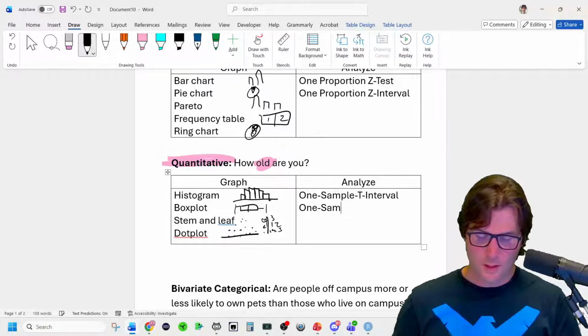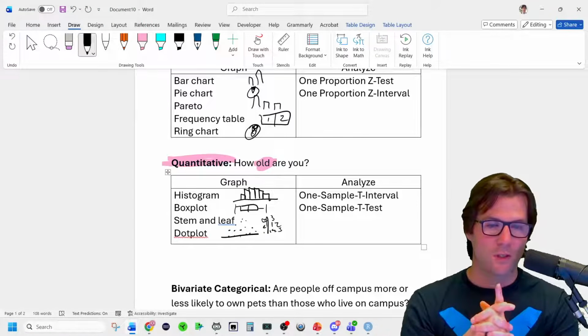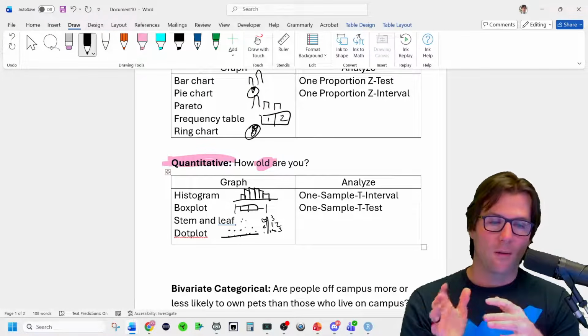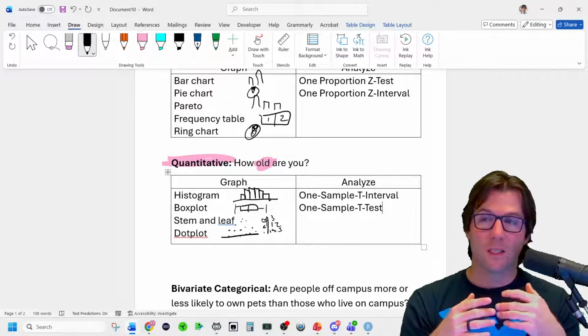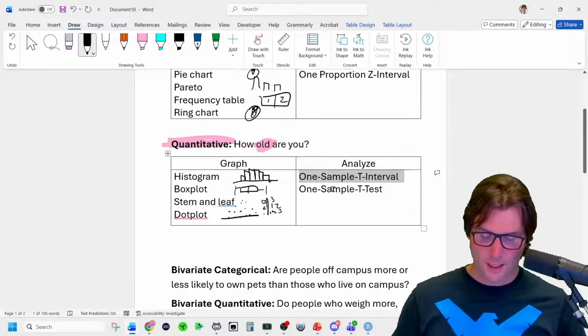So we do have a one sample T test also. That's if you want to test a hypothetical value, like let's see if UT students are on average a certain age. You can then test that hypothetically to see if they're on average that age, or you can make an interval to estimate the truth.